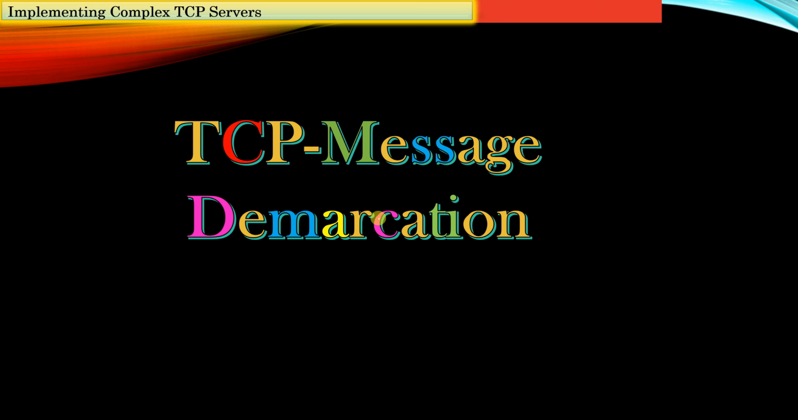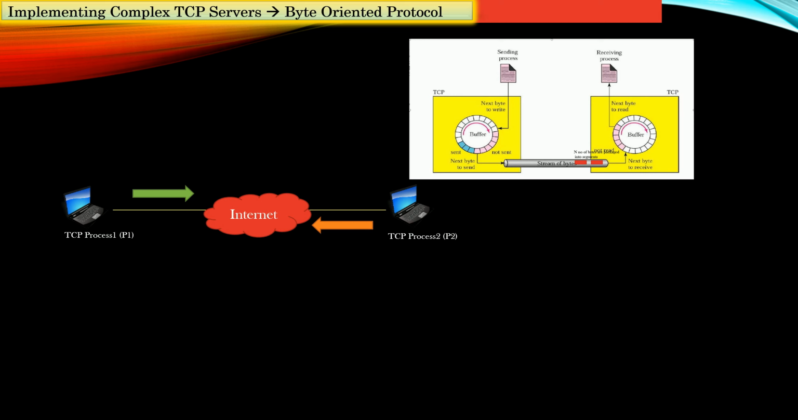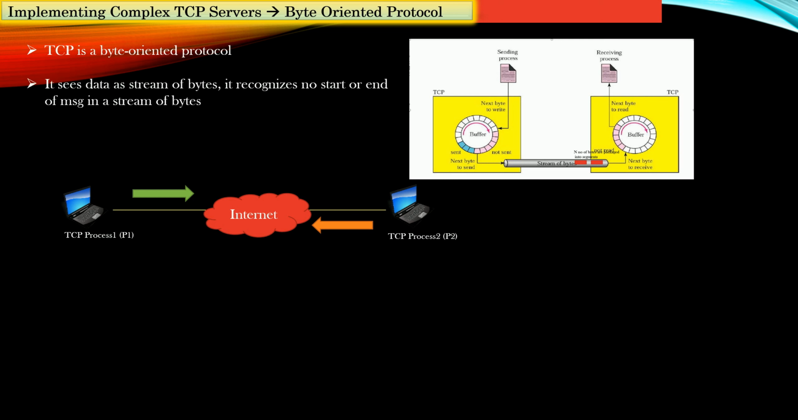So guys, now in this section we are going to understand TCP message demarcation. We will understand what exactly TCP message demarcation is, why we need it, and what problem it solves. I assume that we already know that TCP is a byte-oriented protocol. It simply means that TCP sees the data as a stream of bytes. It recognizes no start or end of message in a stream of bytes.